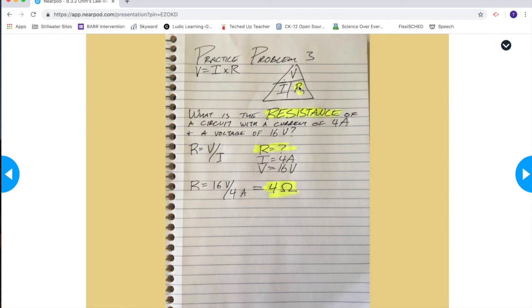All right, we are solving for R, so go ahead and cover up R in your formula triangle. You'll end up with voltage over current. So we are using R equals V over I. Our resistance is unknown. The current is 4 amps right there. Voltage is 16 volts right there. That means voltage V goes in where V is. Current goes in where I is. 16 volts divided by 4 amps equals 4 ohms, and that is the answer to our problem.